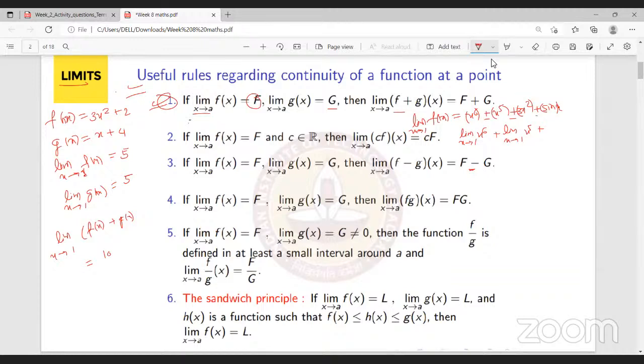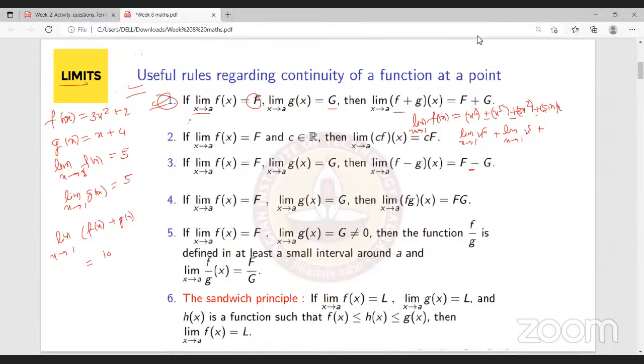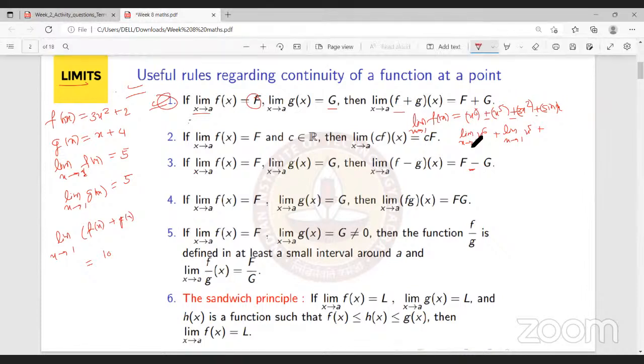Any doubt in this part? So what I want to say is, we can transfer this limit if we have addition or subtraction in between the terms, right? Here also, limit as x tends to 1 of 3x square plus similarly. Similarly in the case of subtraction also.